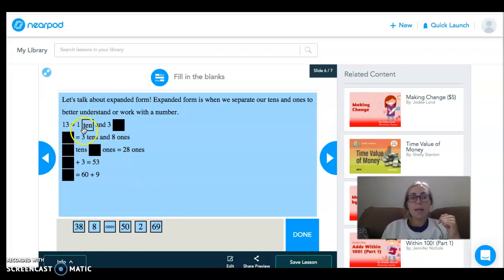So if there's 1 ten, then I know that that means that there's how many leftover ones? 3. So I'm going to find 3 ones. So I'm going to find my ones and I'm going to put it here. I want you to work with the rest of these to fill in the blanks.